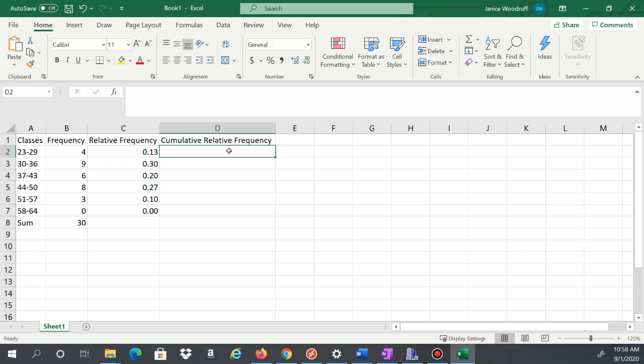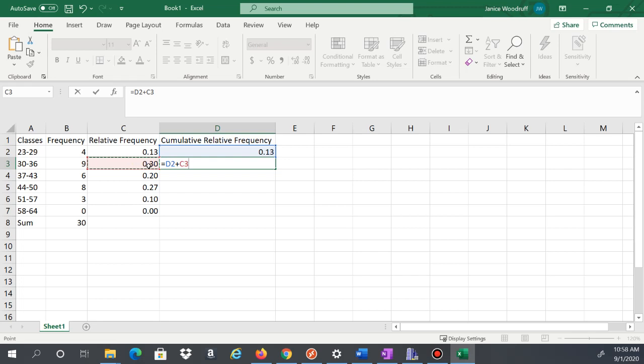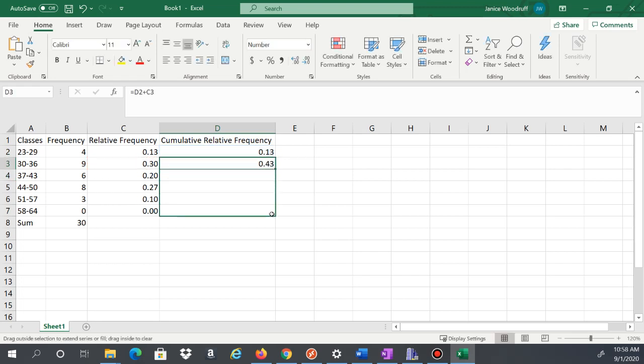And then cumulative relative frequency. There you go, equals this, C2. Okay, then I'm going to add. So I want equals, I want my previous column plus the column to the left. Enter. Let's see if it'll copy that. There you go.